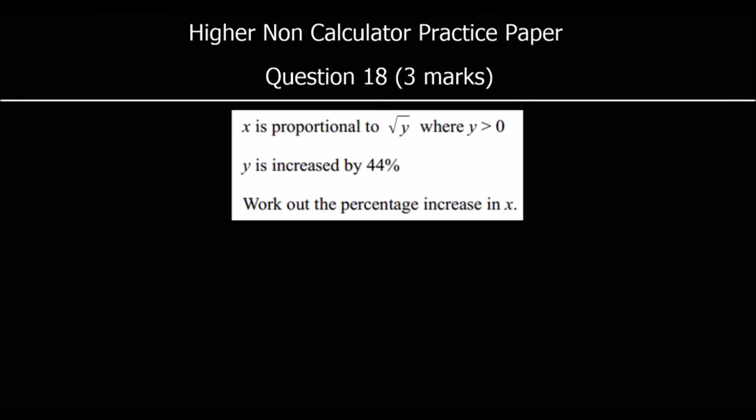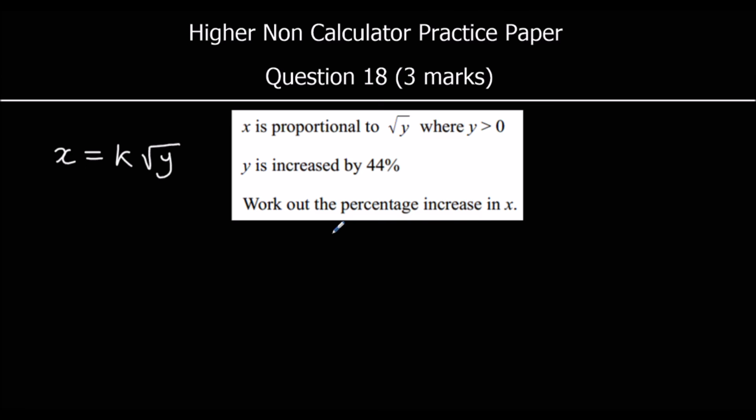Question 18. X is proportional to the square root of y, where y is bigger than 0. Y is increased by 44%. Work out the percentage increase in x. So if we've got a proportional relationship, that means x is equal to something times the square root of y.